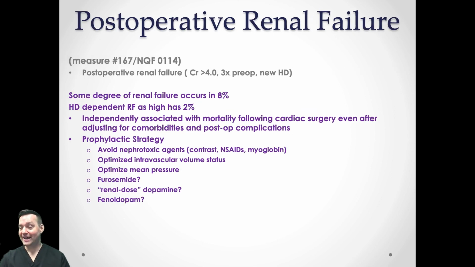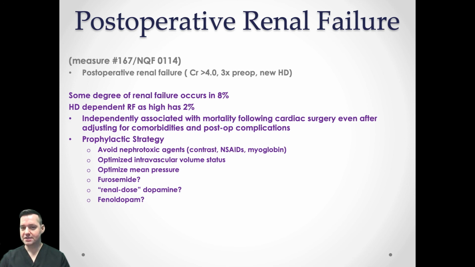Postoperative renal failure. If you want to highlight one organ system that is not allowed to go down in the postoperative period, it's kidneys. People who develop renal failure do badly. They don't survive heart surgery. Postoperative renal failure is defined as a creatinine greater than 4, or 3 times an increase over the pre-op baseline, or the initiation of new dialysis. Certainly, it's a metric for quality and performance, but it highlights something that we need to be very careful of in prevention. So there are a lot of strategies to this.